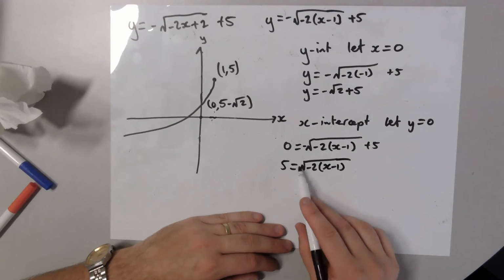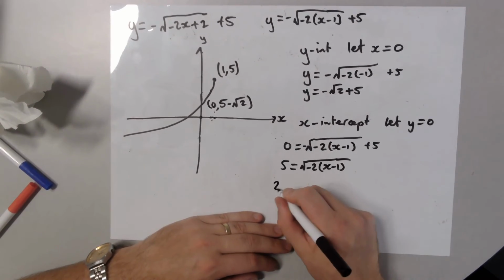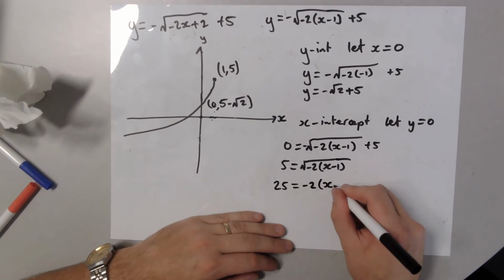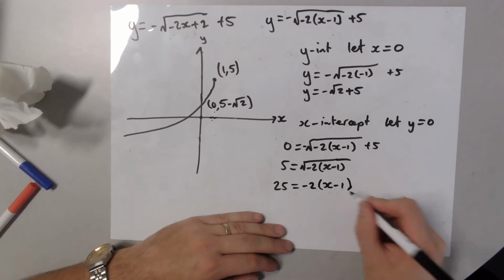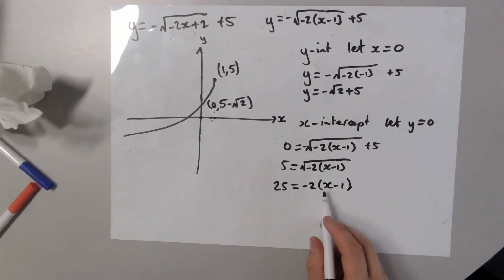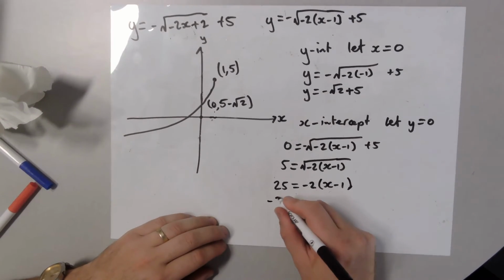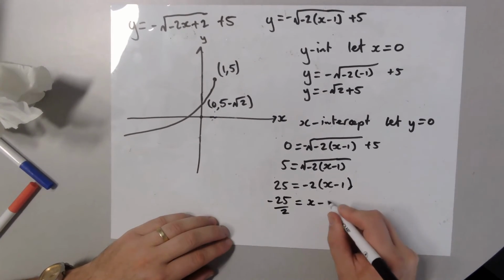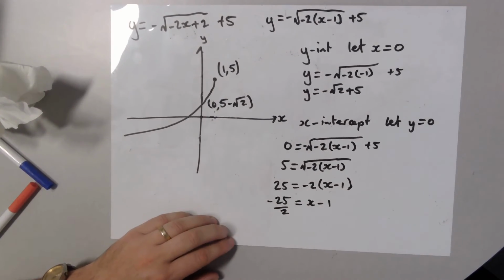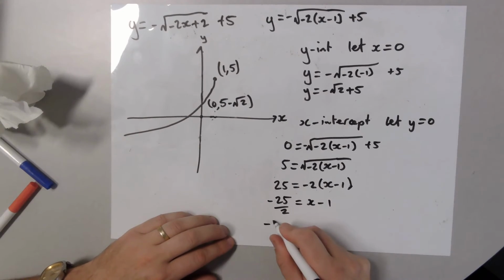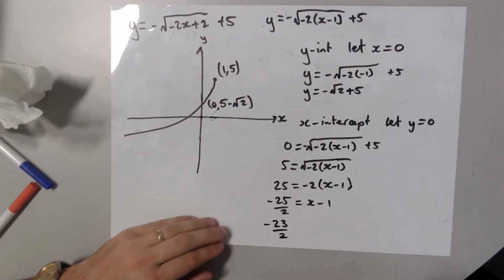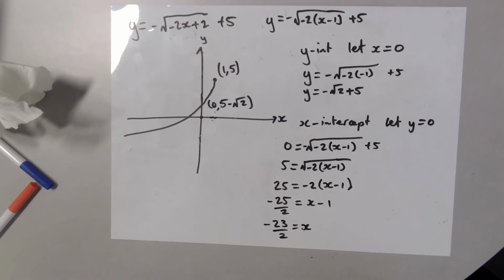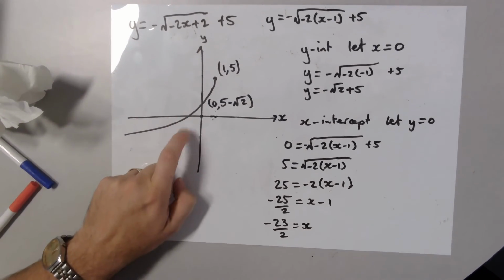I'm going to square both sides to get rid of my square root. That gives me 25 equals negative 2 times x take 1. I'm going to divide by negative 2, giving me negative 25 on 2 equals x take 1. Add 1 on to give me negative 23 on 2 equals x. So we see that is definitely a negative value.